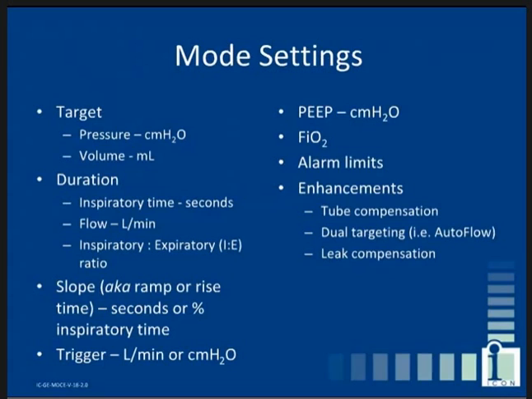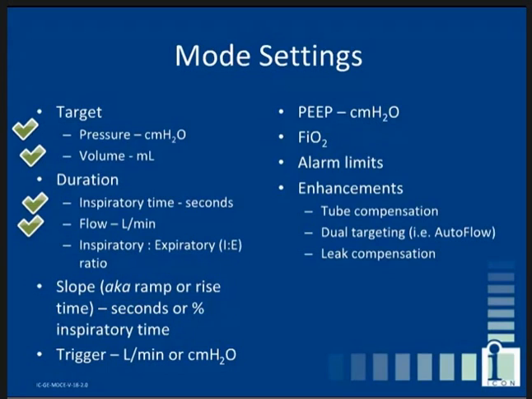In addition to the elements and characteristics of modes, each ventilator mode has settings. Briefly, we will discuss the basic settings for all modes. As manufacturers modify the names of the modes, almost all ventilators have the same names for settings. Each mode will target either a pressure, measured in centimeters of water, or a volume, measured in milliliters. Next, the duration of the pressure is set with an inspiratory time in seconds, whereas volume modes are primarily set with a flow rate in liters per minute.